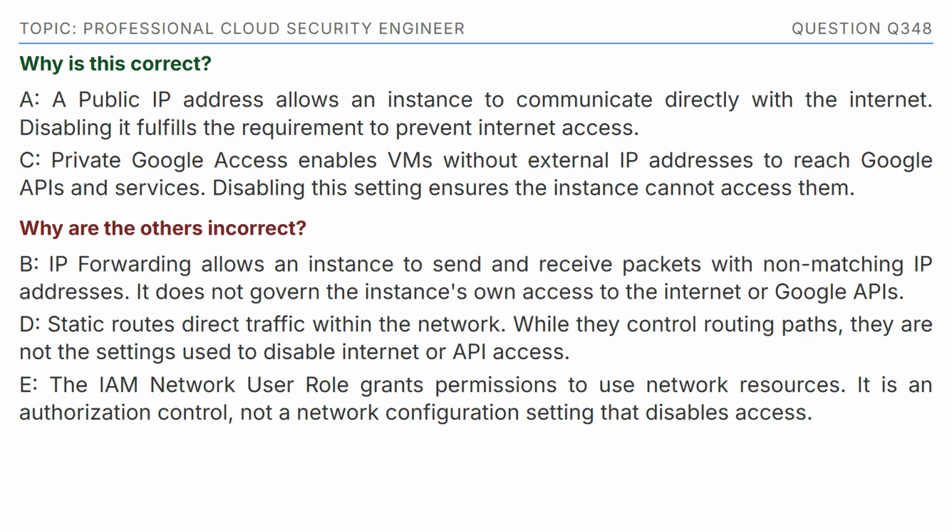Why are the others incorrect? B. IP forwarding allows an instance to send and receive packets with non-matching IP addresses. It does not govern the instance's own access to the internet or Google APIs.